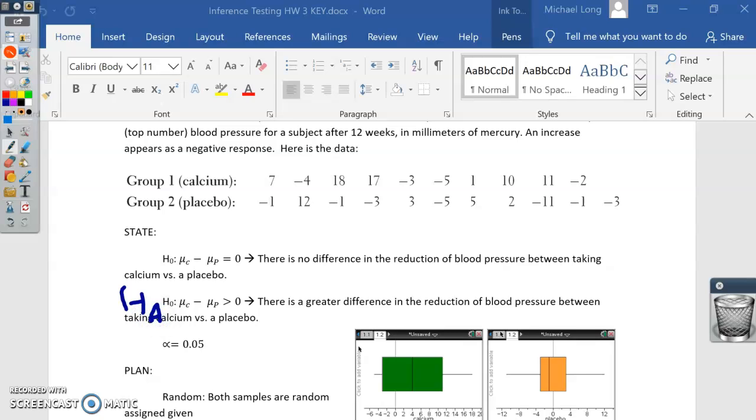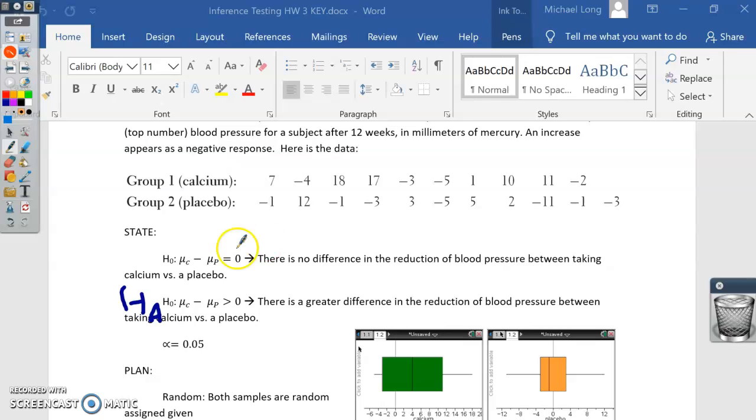But our null hypothesis is the fact that the blood pressure did not change between the two groups, because remember, it has to have an equal sign. So if these two groups have the exact same changes in their blood pressure, then the difference between the calcium group and the placebo group should be 0, because they are the same. If it is greater than, then that means the calcium managed to lower the blood pressure, because if the calcium is greater than the placebo, it means the amount of how far the blood pressure dropped is bigger in the calcium group than the placebo group, meaning the calcium had an effect on the blood pressure.